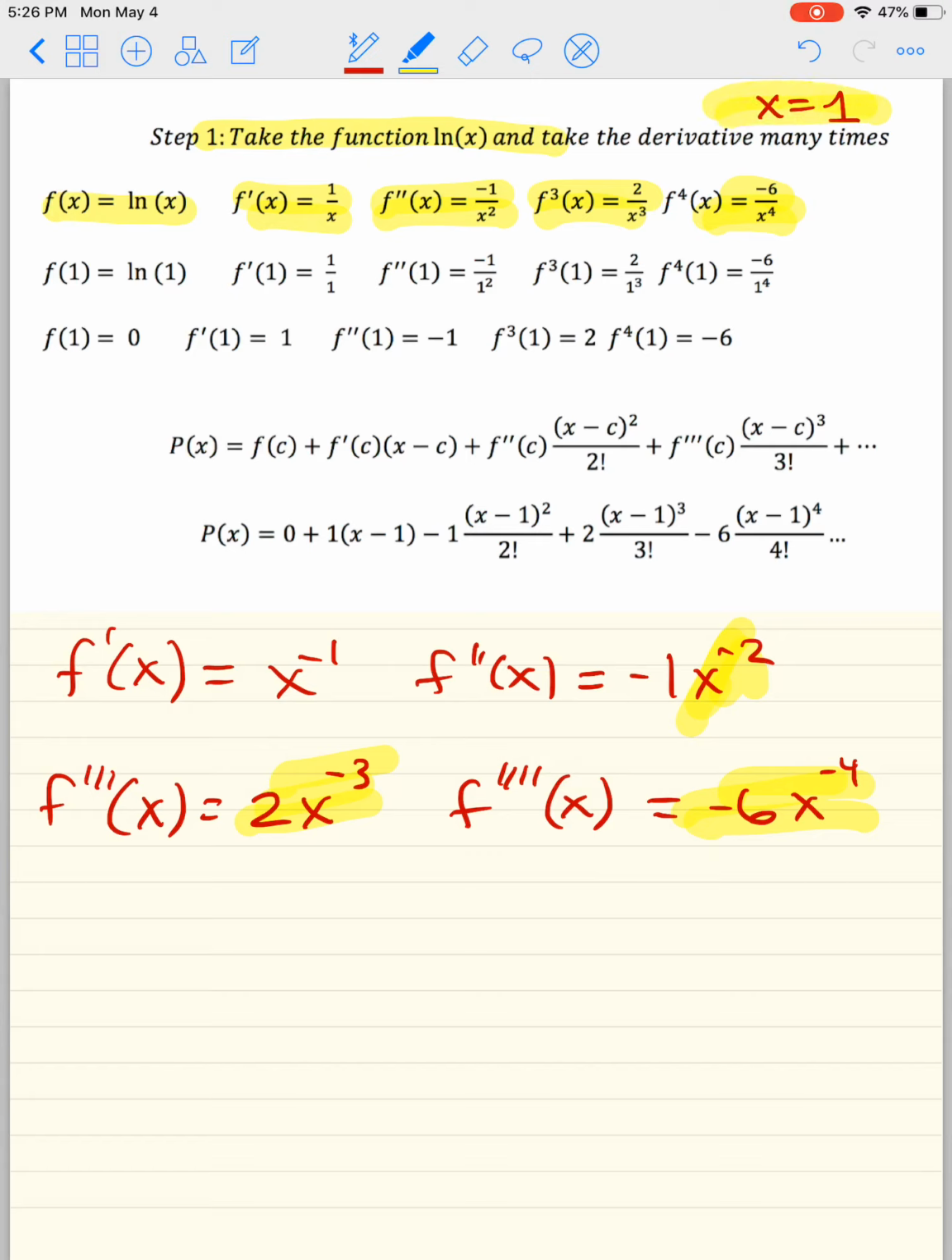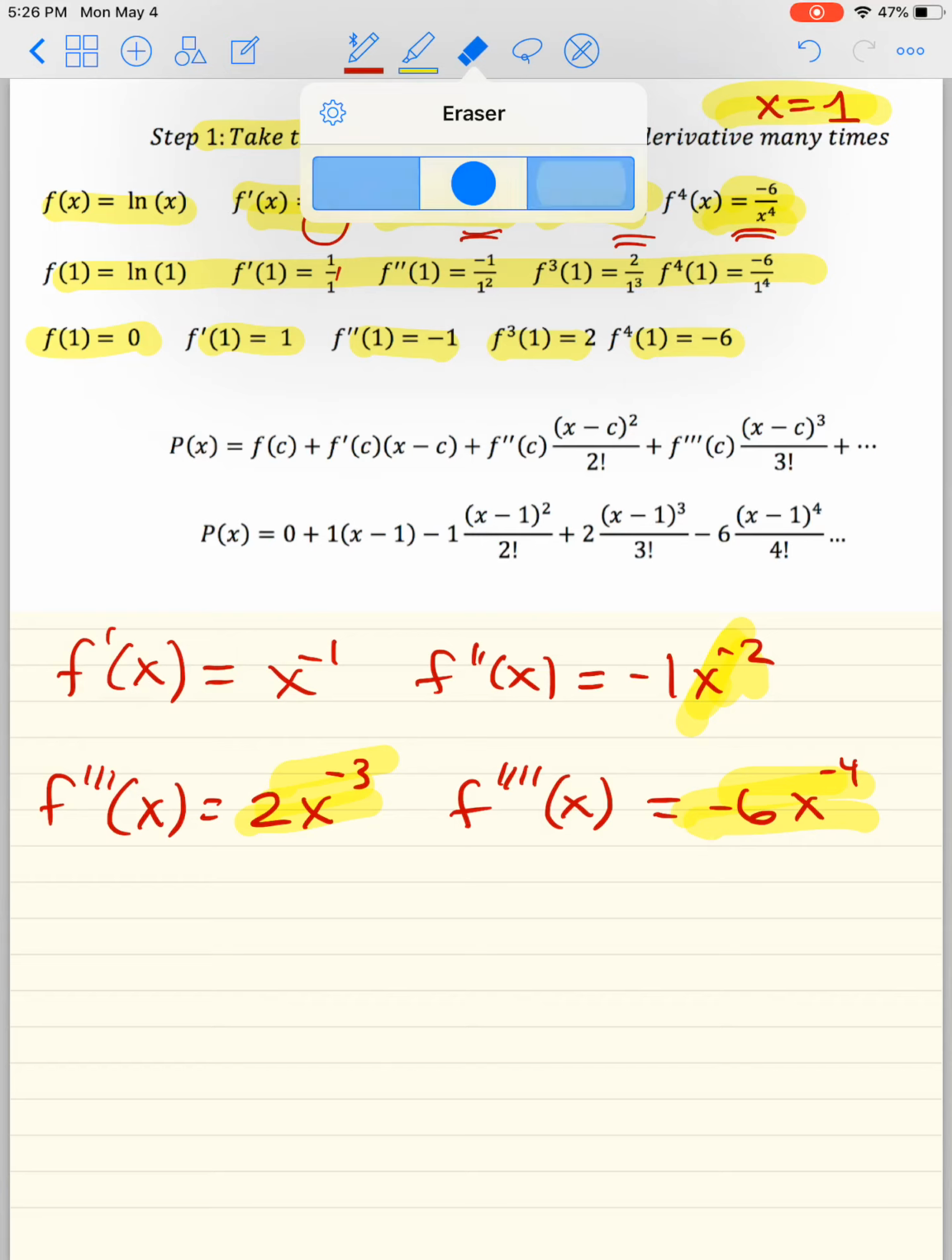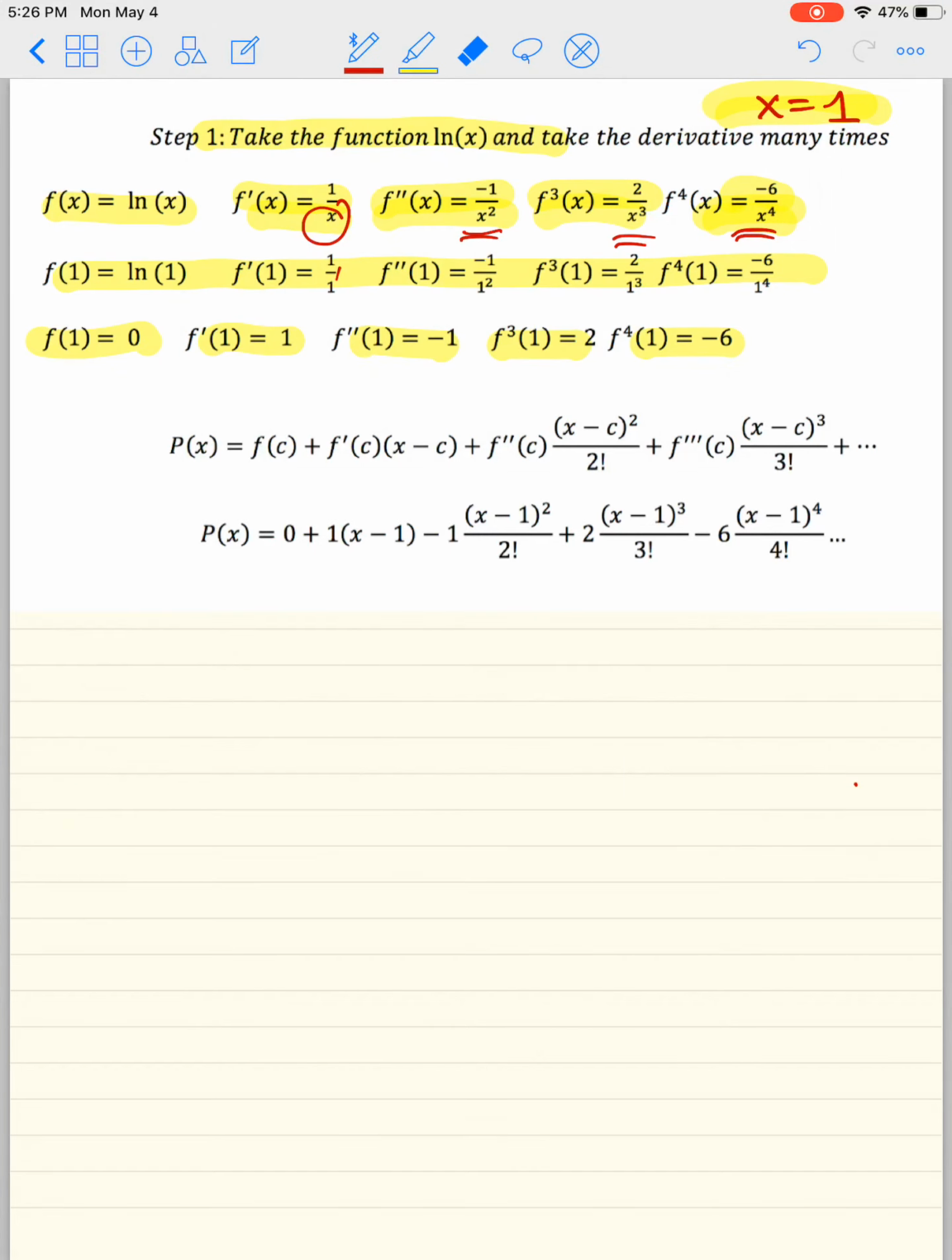I substituted the x equals 1 as my next step into each one of these, okay? Natural log of 1 is 0. Then when I plugged in 1 into each one of these x's here, my solution was basically the numerator. So this gave me a 1, this gave me a -1, this gave me a 2, this gave me a -6. Great. So now that we did that, how are we going to write out this Taylor series?